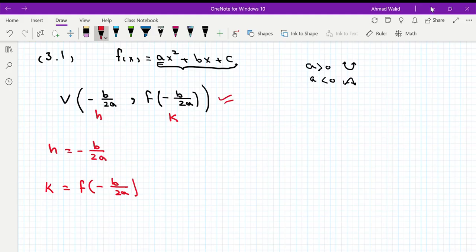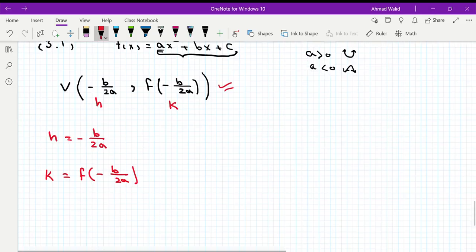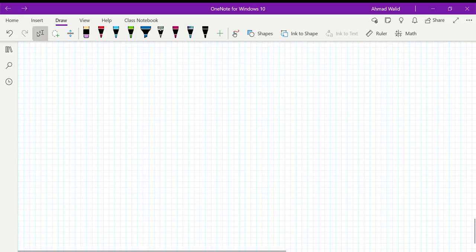Correct? The rest, finding the x-intercept, finding the y-intercept, and graphing, is the same as with the vertex form or standard form. The only difference is that by this method, you can find the vertex. Let's do an example. I'll explain it in an example for you, correct?